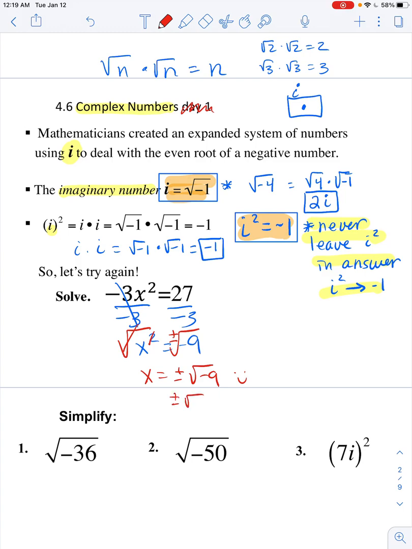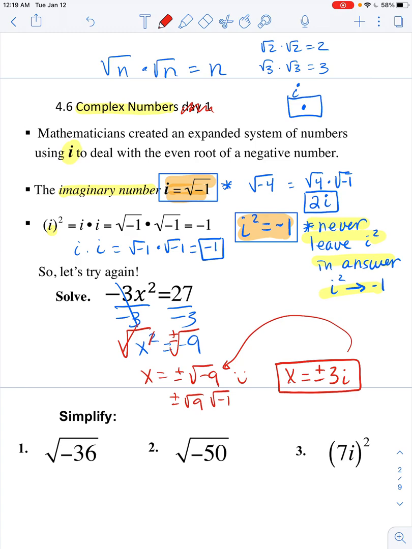I can think of that as the square root of 9 times the square root of negative 1. Everybody in the universe in honors math knows that the square root of 9 is a 3, and everybody in the universe who's watching this video knows that the square root of negative 1 is i. So if you have an i in your answer, it simply indicates that back in your process, you were taking the square root of a negative.